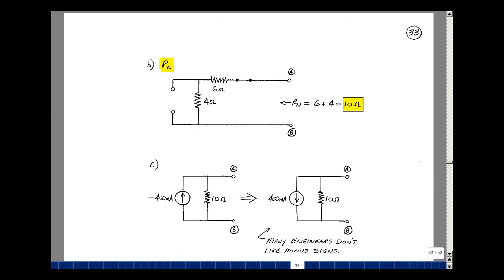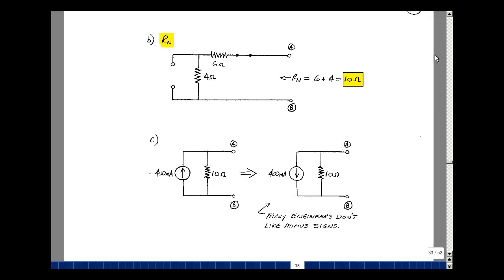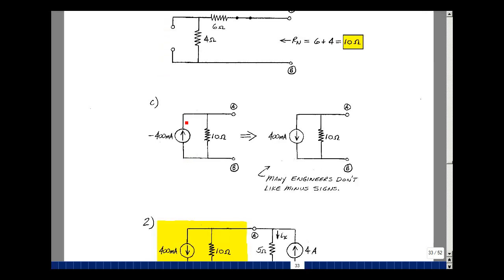Next, we need to find the Norton resistance. We're going to set the voltage source equal to 0 and the current source equal to 0 and look in the terminals AB. And all you see is 6 ohms in series with 4 ohms, and that's 10 ohms. So we can put the results together. We have a Norton current pointing towards terminal A, away from B, but its value is a minus 400 milliamps. And in parallel with that is a 10 ohm resistor.